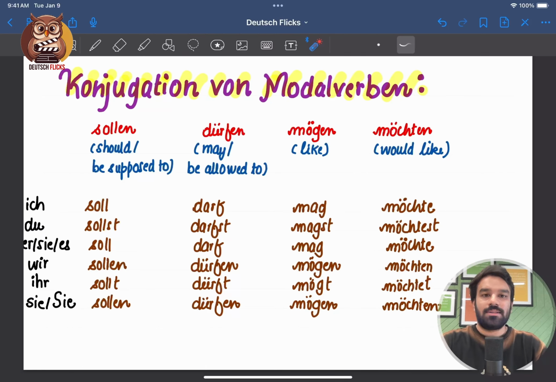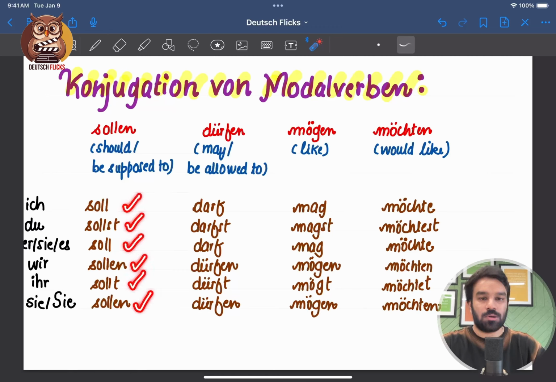So these are the answers. Pronunciation check. Ich soll, du sollst, sie es soll. Wir sollen, ihr sollt, sie sollen. Ich darf, du darfst, sie es darf. Wir dürfen, ihr dürft, sie dürfen.